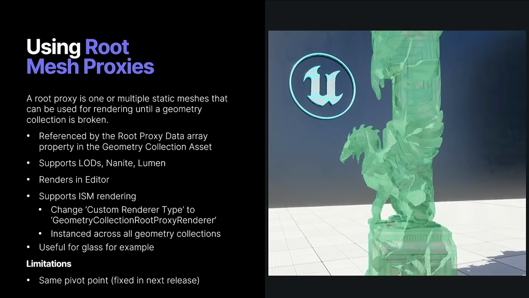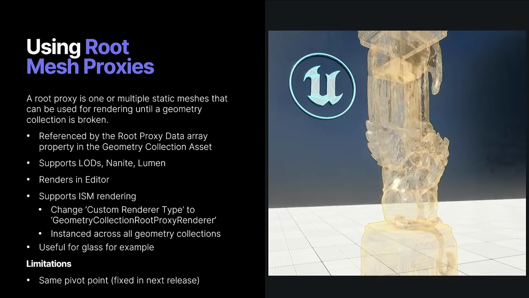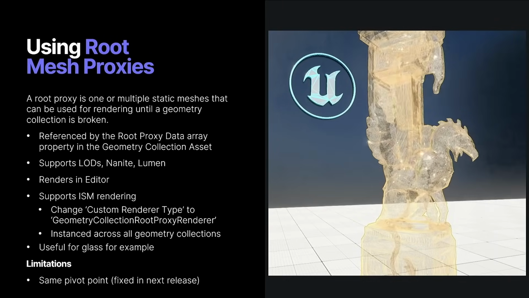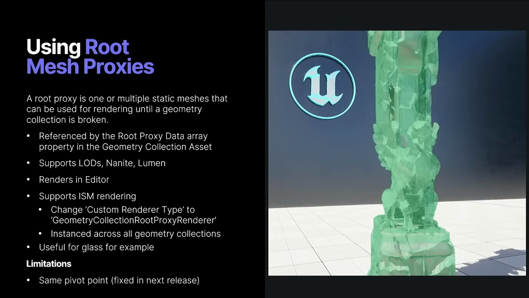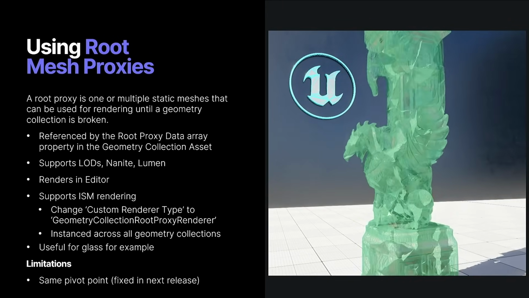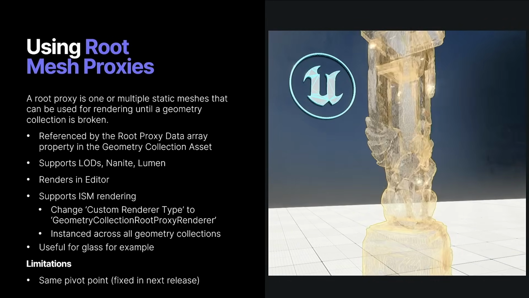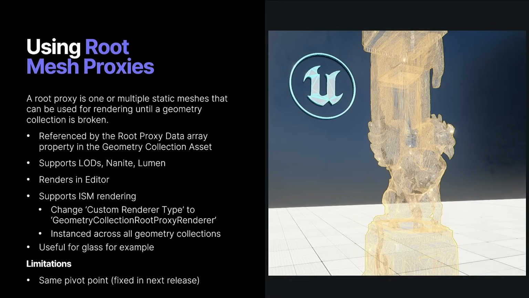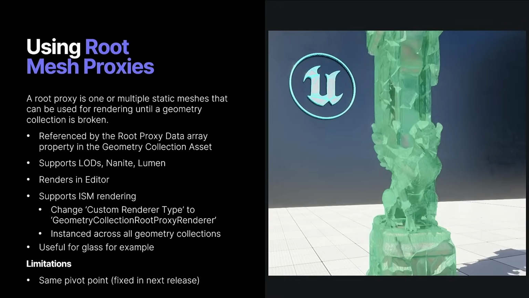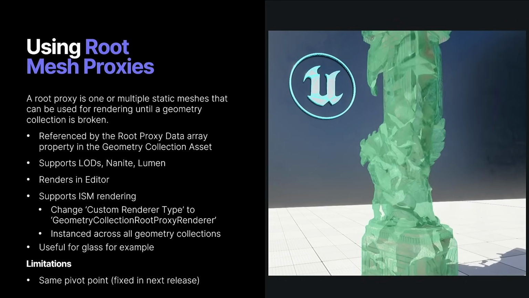A good example is glass. If you use just the geometry collection as is, you're going to see all the internal faces and everything, and it's not great. If you use a root proxy, you can have your pristine mesh with no internal faces, and it's going to start showing only the interfaces as soon as the geometry collection gets broken.